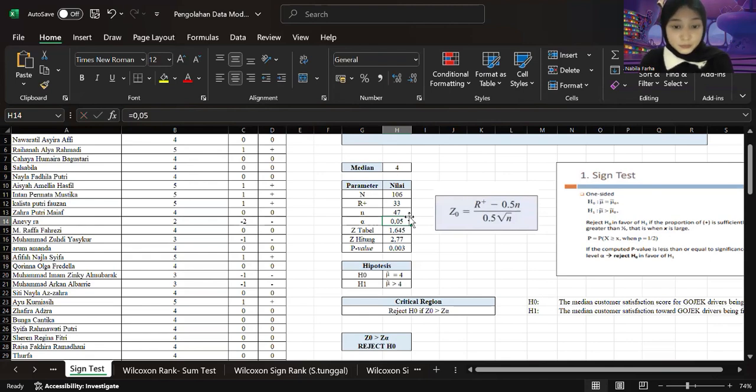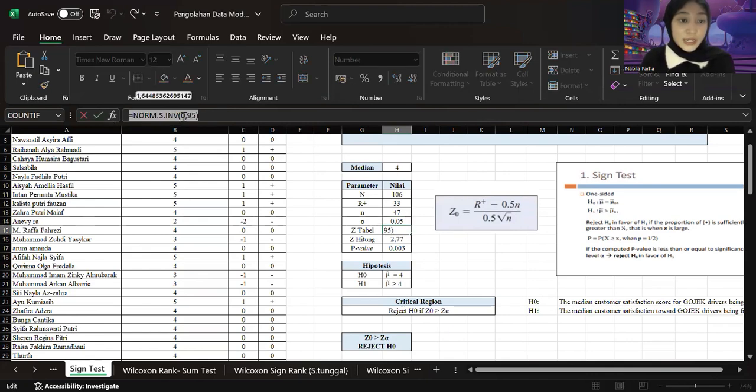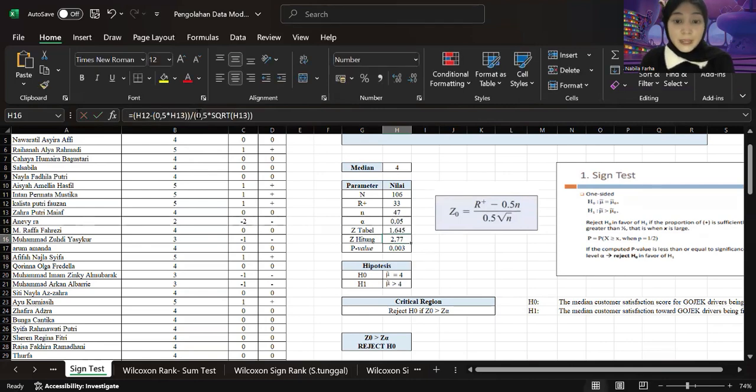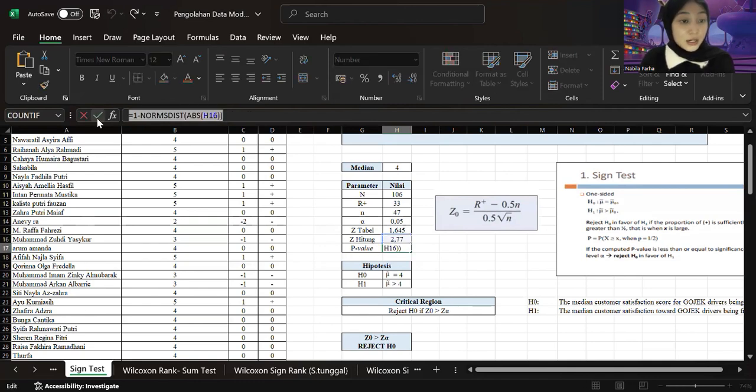After that, we calculate the z table value with this formula, norm s inverse of the probability of the confidence level. And we got a value here, and after that we determine the z hitung or z null with this formula, and we got a value. After that we determine the last parameter that we need, which is the p-value, with this formula, as you can see on the screen.